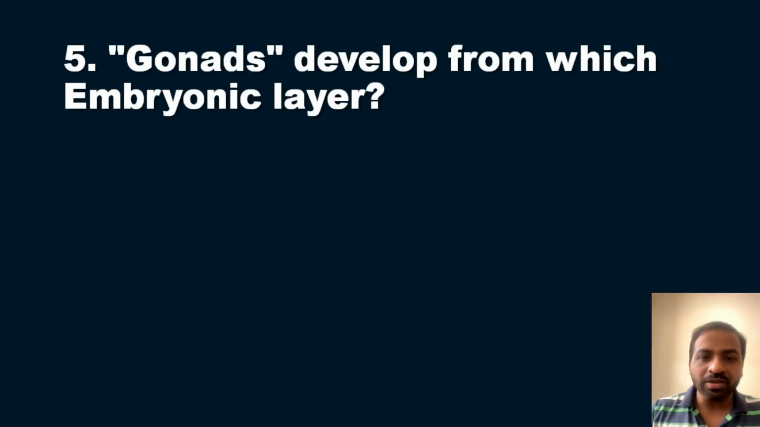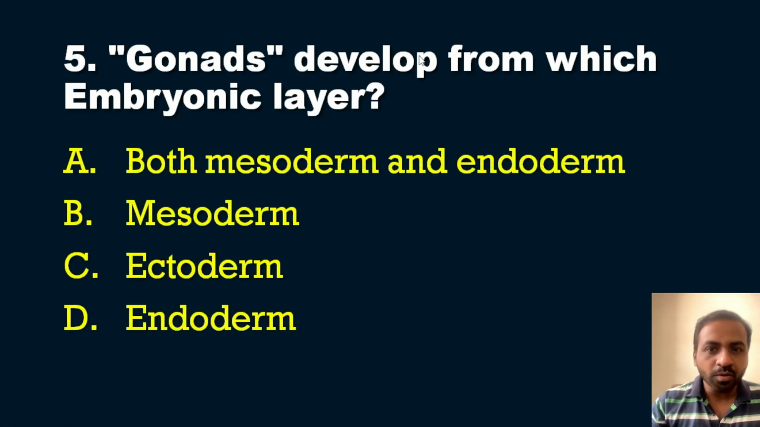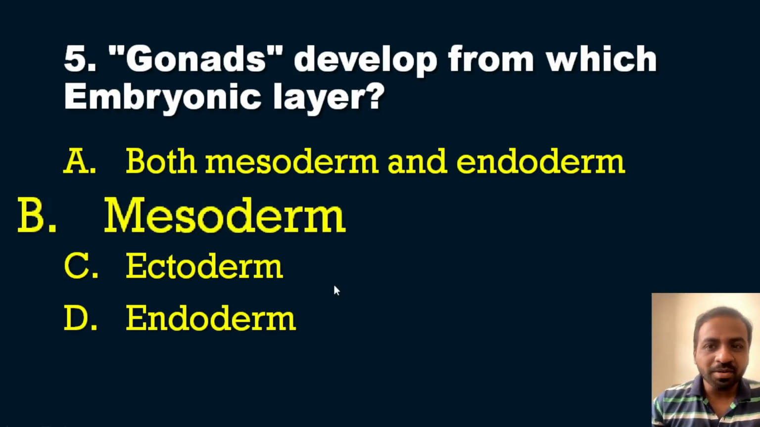It is from embryology. The question is, gonads develop from which embryonic layer? This question is very simple and direct, but you should learn so many things from this area. The options are: option A, both mesoderm and endoderm; option B, mesoderm; option C, ectoderm; and option D, endoderm. From which embryonic layer can you expect the gonads to develop? So the answer is option B, that is mesoderm.